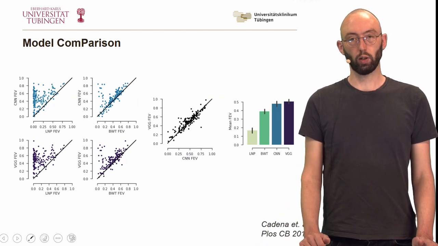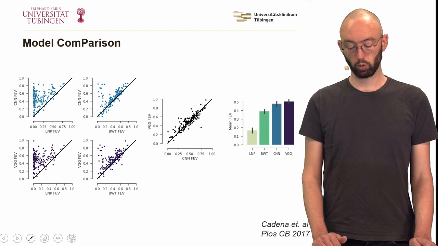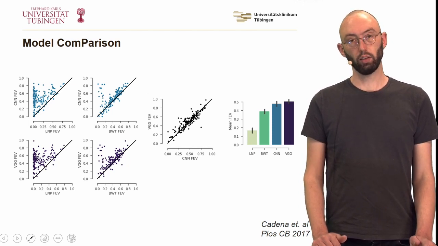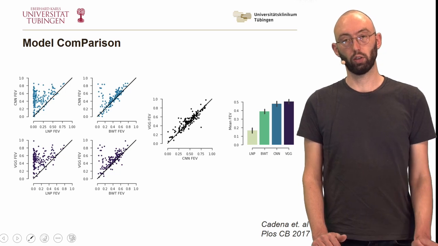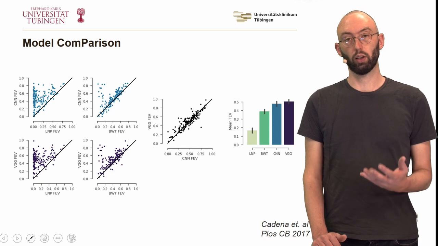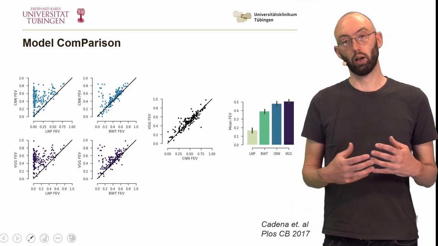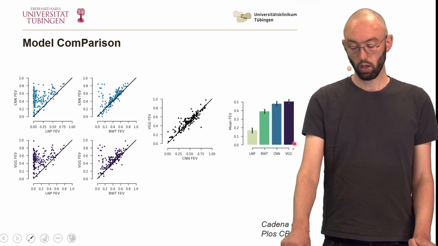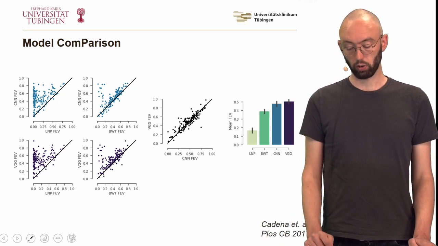Now, if we look at how well such a transfer learning network does, it actually does really well and even better than a convolutional network trained de novo on that particular data, because it's more data efficient, because it has a lot of inductive bias from the object classification task. So you can see here, the best model is the VGG.